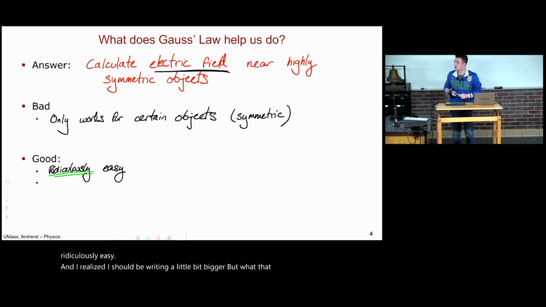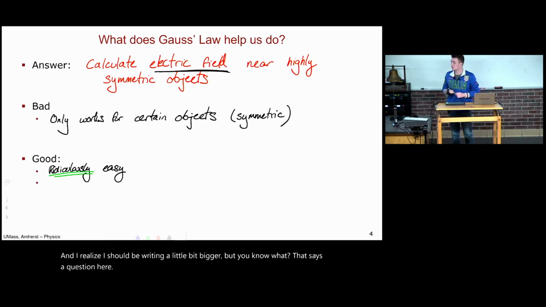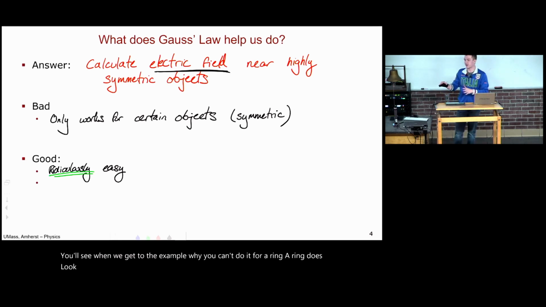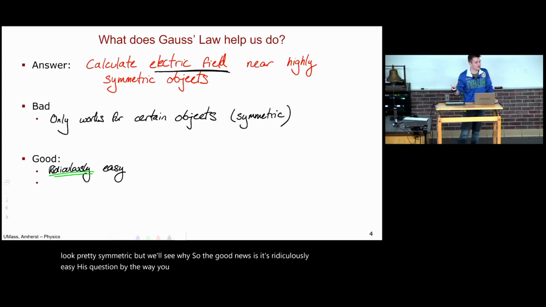A question here? What do you mean that a ring is not symmetric? You'll see when we get to the example why you can't do it for a ring. A ring does look pretty symmetric, but we'll see why. Yeah. So the good news is it's ridiculously easy. His question, by the way, was you said a ring is not symmetric, and the response is it's sort of symmetric, but you'll see in a second why we can't use it.